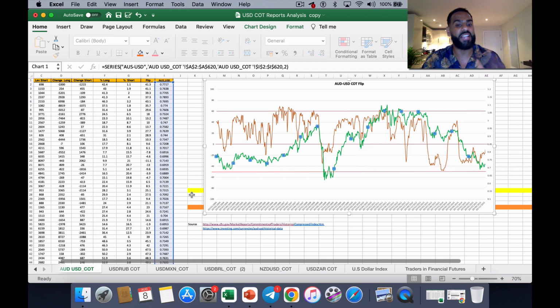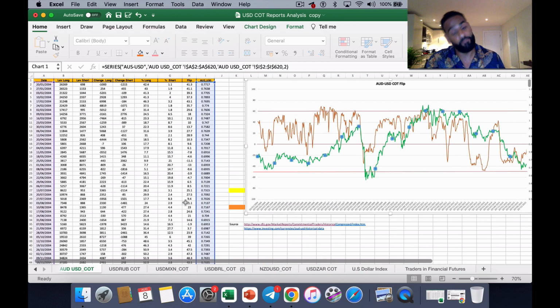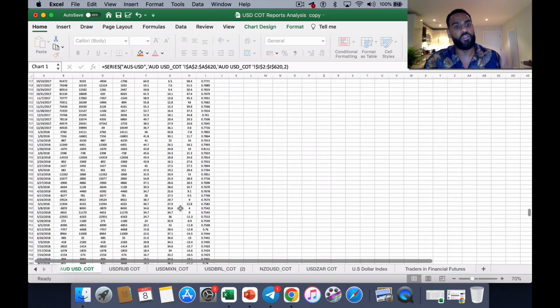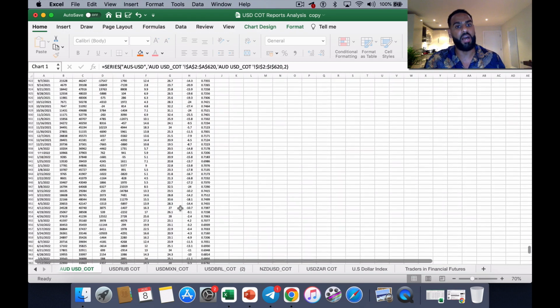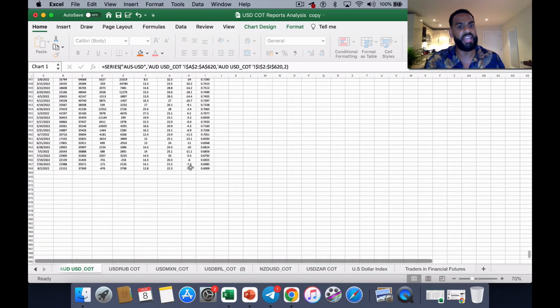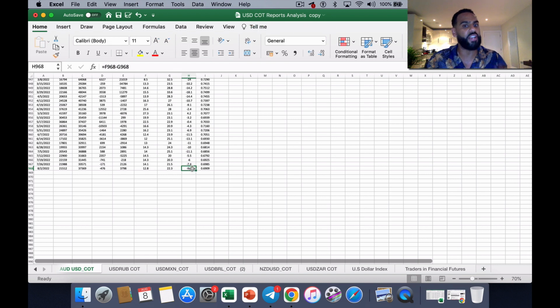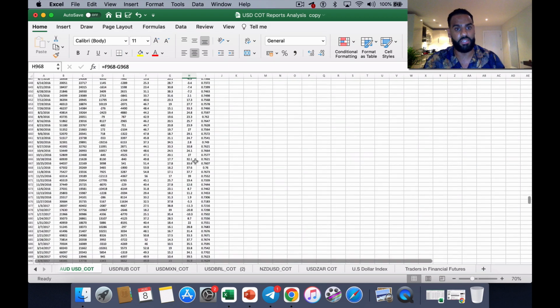So how the flip data works: on the course I'll be showing you how to get all the data. Once you have downloaded all the data, put it into your spreadsheet and updated the latest reading, you're going to get a certain amount of either long contracts or short contracts. Anything below zero, they're selling the currency pair. Anything above zero, they're buying the currency pair, okay?